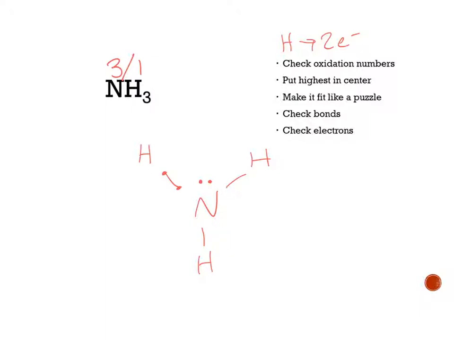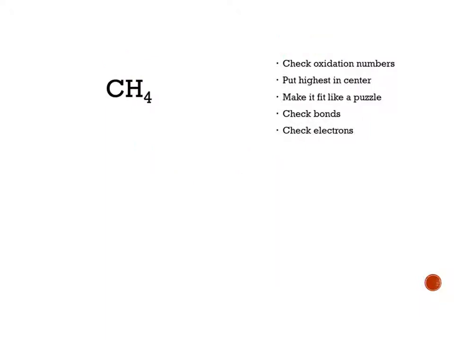So we put our biggest one in the center. We spread the others out around, put our bonds in based on our oxidation numbers, and then we check our electrons, right? Hydrogen just needs 2. All other elements need 8 electrons. Right. Next example, CH4. Okay. And so once again, our oxidation numbers, it's going to be 4 for carbon and 1 for hydrogen. So carbon's going to go in the middle here. We're going to spread our hydrogens out around it.